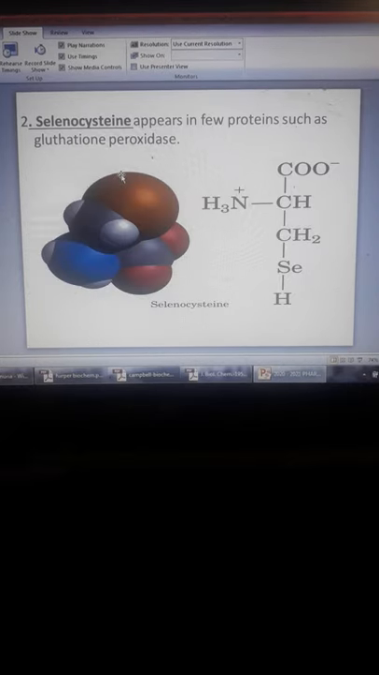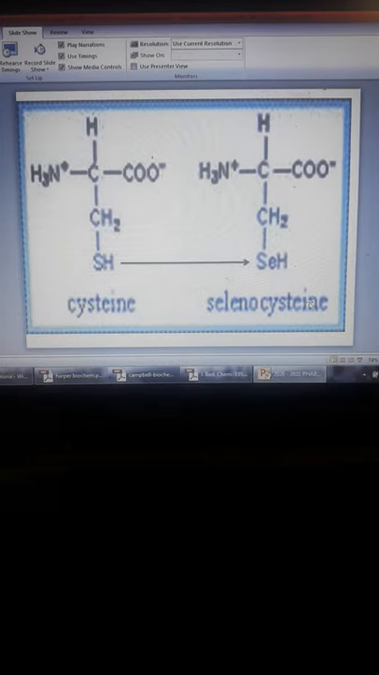Next, we have selenocysteine, which appears in a few proteins such as the glutathione peroxidase enzyme. Okay, so selenocysteine is the presence of selenium. Next, we have cysteine to selenocysteine. This one is just the addition of your selenium group.